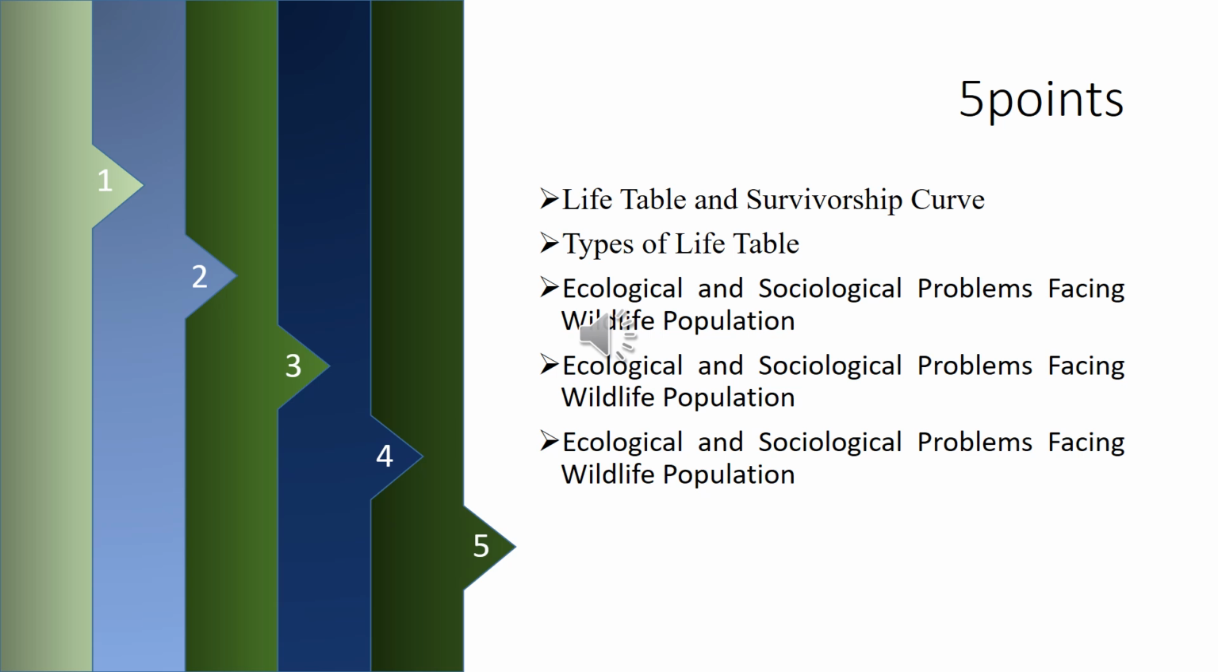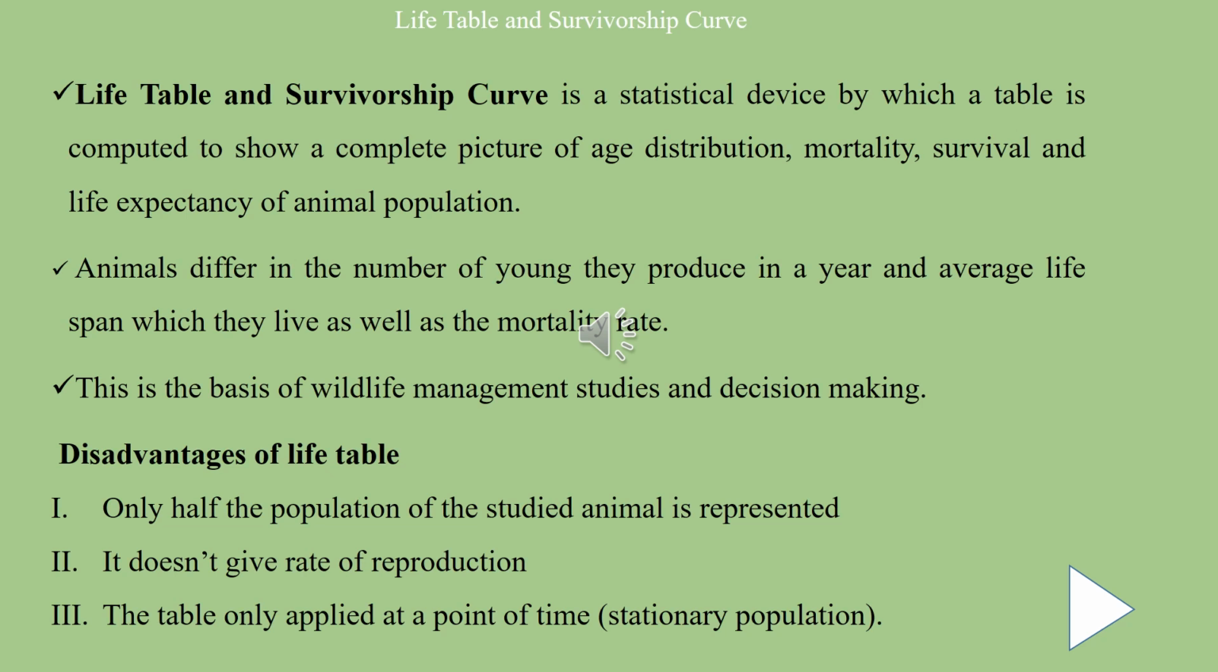I'm going to take two topics: life table, ecological and sociological problems facing wildlife population, and survivorship curve. Life table is a statistical device by which a table is computed to show a complete picture of age distribution, mortality, survival, and life expectancy of animal population. Usually, the tables are computed for wildlife animals.